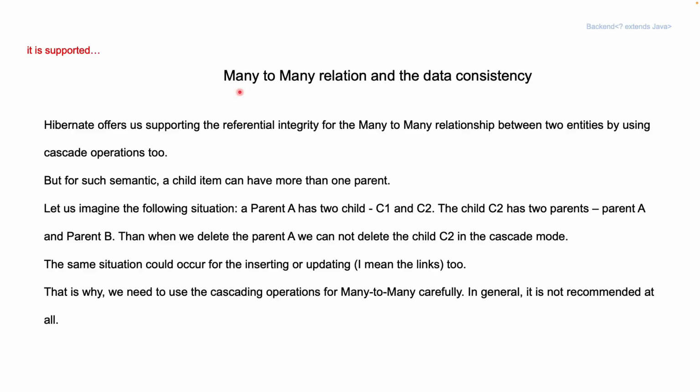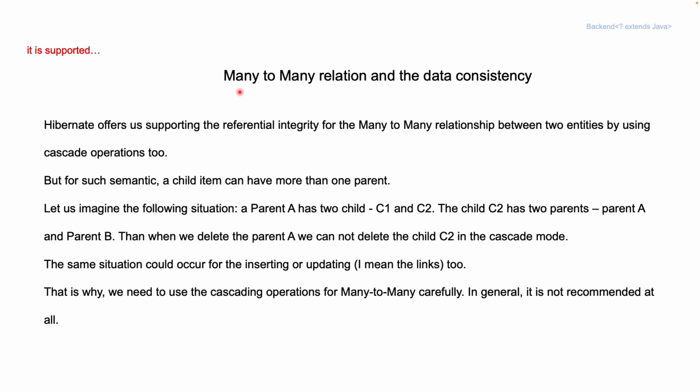Now, let us take a look at many-to-many relations and data consistency. Here, Hibernate also offers us support for referential integrity for the many-to-many relationship between two entities by using cascade operations. But with such semantics, a child item can have more than one parent. To look at more details, let us imagine the following situation. A parent A has two children, C1 and C2. The child C2 has two parents, parent A and parent B.